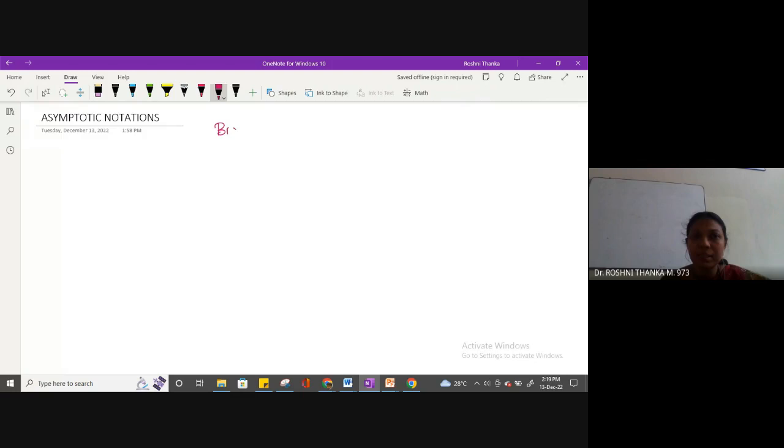One is big O, right? So we'll be using this big O notation. This is the first asymptotic notation. This will be talking about worst case time complexity. And the second one is omega, right? Omega speaks about the best case time complexity.